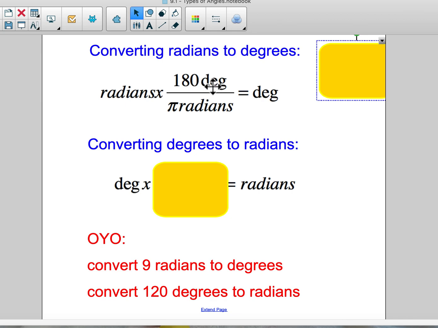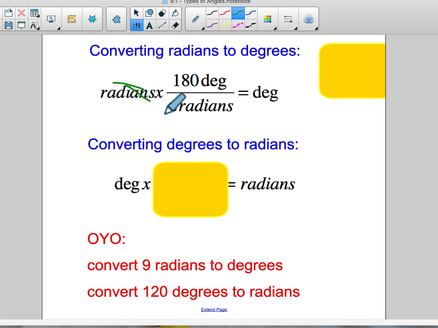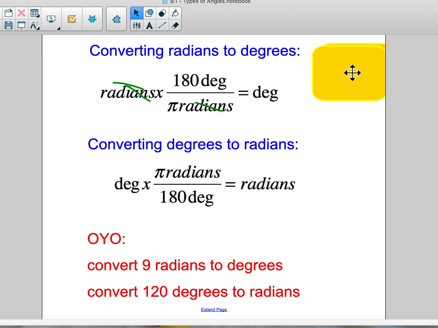But I would take 100 degrees over pi radians, because those two things are equal to each other, right? Not in terms of numbers. 3.14 is not 180. But in terms of the units, it's like 3 feet is 1 yard. So the radians would cancel out, and you would just be left with degrees. And vice versa, if you need to convert degrees to radians, you just use the opposite, or the reciprocal. And so your degrees would cancel out, and you would be left with radians.